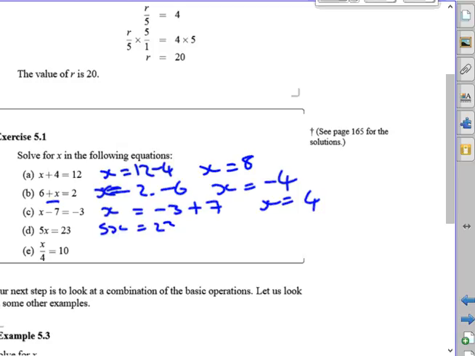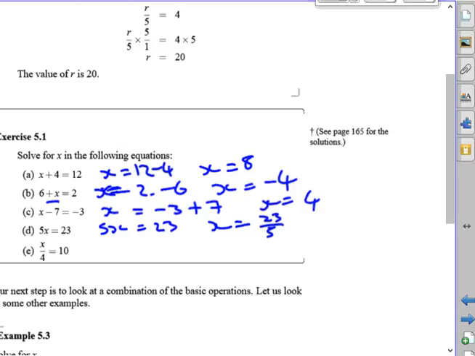5x equals 23, so x equals 23 over 5. Multiple choice options. Do we leave it as 23 over 5? Do we make it 4 3/5? Do we turn it into a decimal? You look at your options, okay?